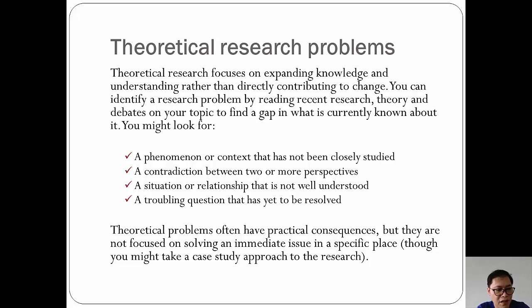The contradicting part, for example, is if you take cherry pear vitamins you grow taller, but others are still short. Okay, that's contradicting. A situation or relationship that is not well understood: a topic that upon reading, you cannot understand well. Okay, so that is a continuation. A troubling question that has yet to be resolved. That is another, a continuing example or question.